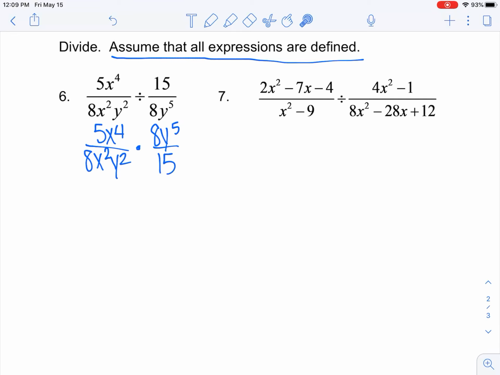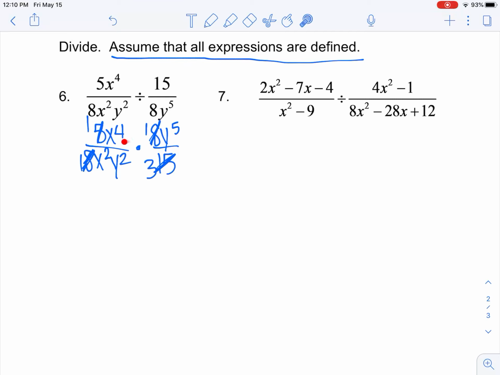Now we're going to simplify what we can. I can see that I have a 5 in the numerator and a 15 in the denominator. So I can divide both of those by 5. That gives me a 1 and a 3. I also see that I have an 8 in the numerator and an 8 in the denominator. So those cancel out and leave us with just 1s.